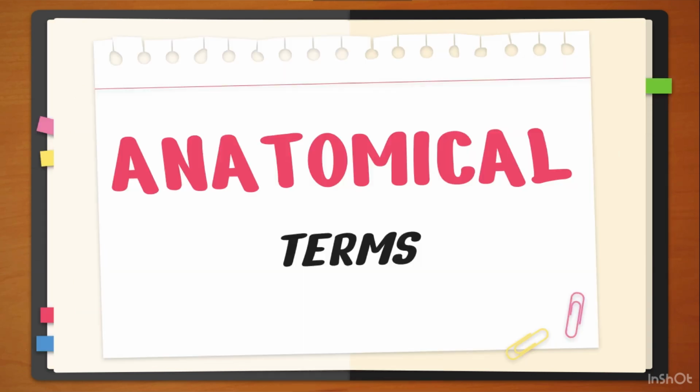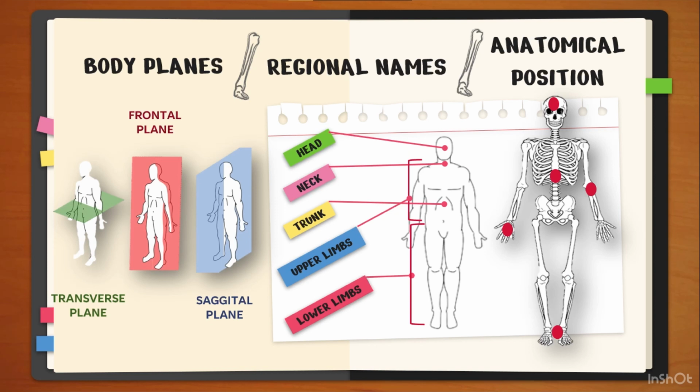Anatomical terms. Anatomical position. The person must stand erect with the head level and eyes facing forward. Feet flat on the floor and directed forward. Arms hanging at the sides with palms facing forward.